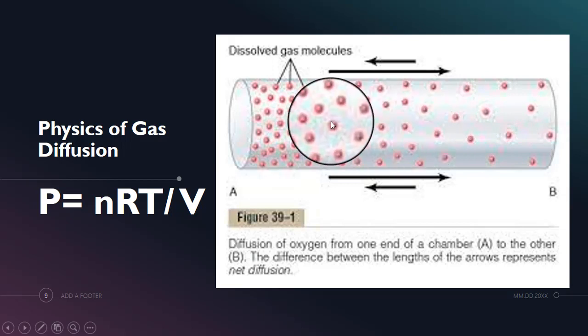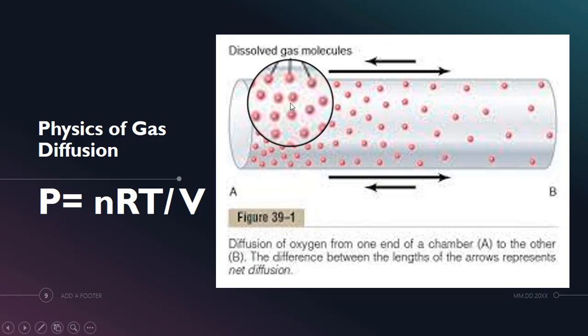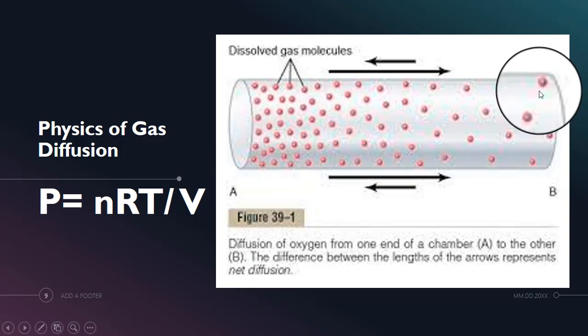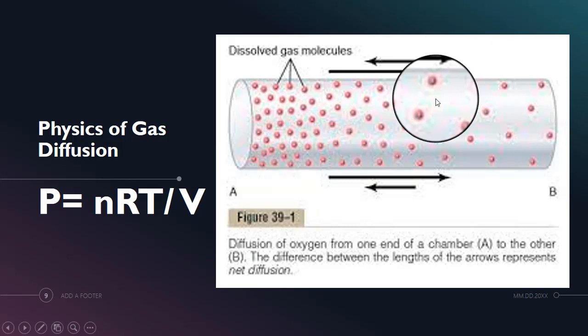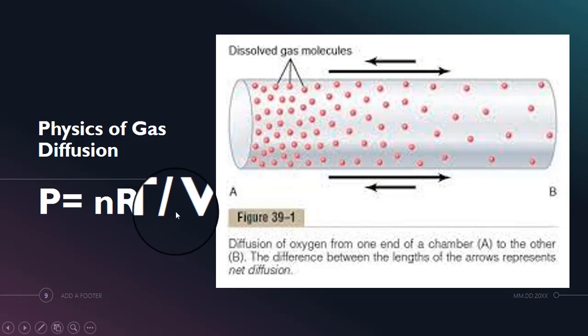Second, surface area of diffusion. The greater the surface area, the faster the rate. And the third one is length of the diffusion pathway. The greater the length of the pathway, the slower will be the rate of diffusion of the gases. Here the collision of the molecules of gas with the sides of the container results in pressure. And this is defined by the ideal gas law, which is given here in the form of an equation, as we have already talked about, that is P is equal to nRT upon V.